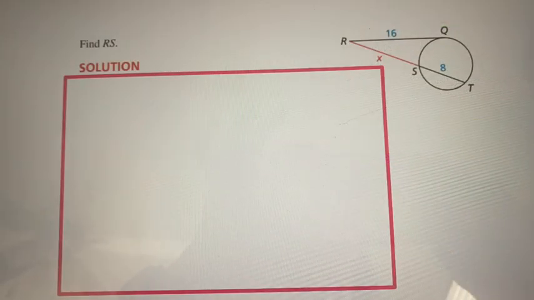Okay, now we have one last problem. This time we have a secant and a tangent segment. See if you can set it up and figure it out. Stop the recording and restart it when you're ready to find the answer.